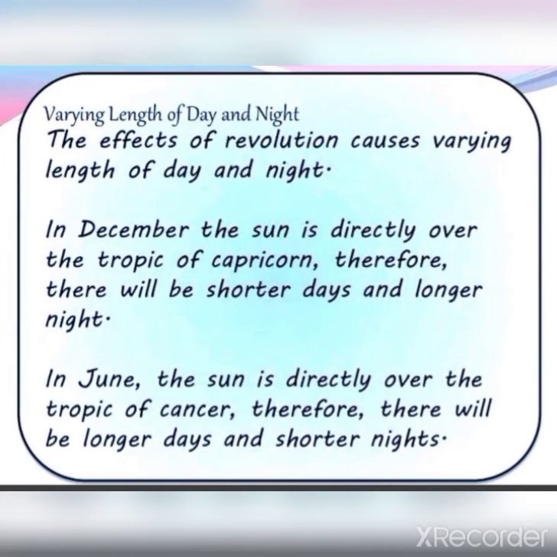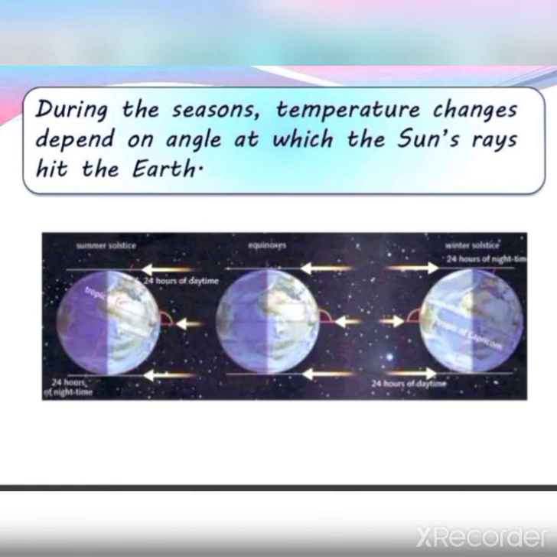Now, varying length of day and night. The effects of revolution cause varying length of day and night. In December, the sun is directly over the Tropic of Capricorn. Therefore, there will be shorter days and longer nights. In June, the sun is directly over the Tropic of Cancer. Therefore, there will be longer days and shorter nights. During the seasons, temperature changes because it depends on the angle at which the sun rays hit the earth.